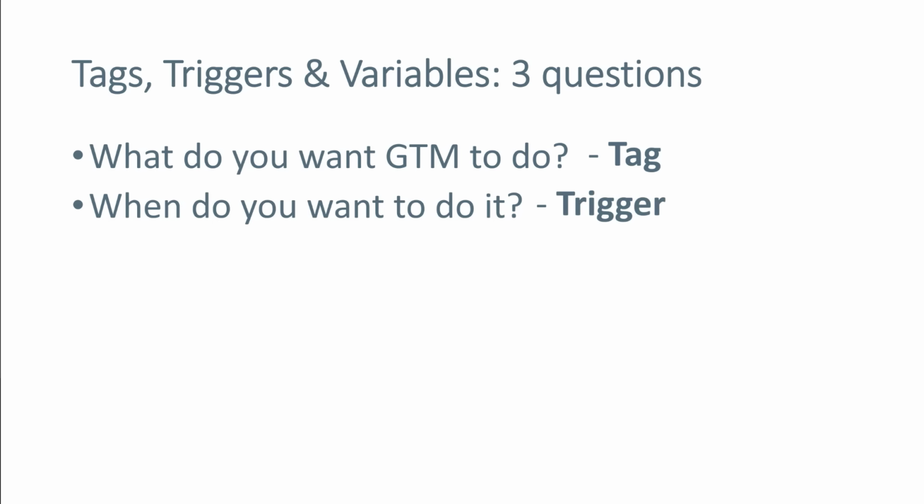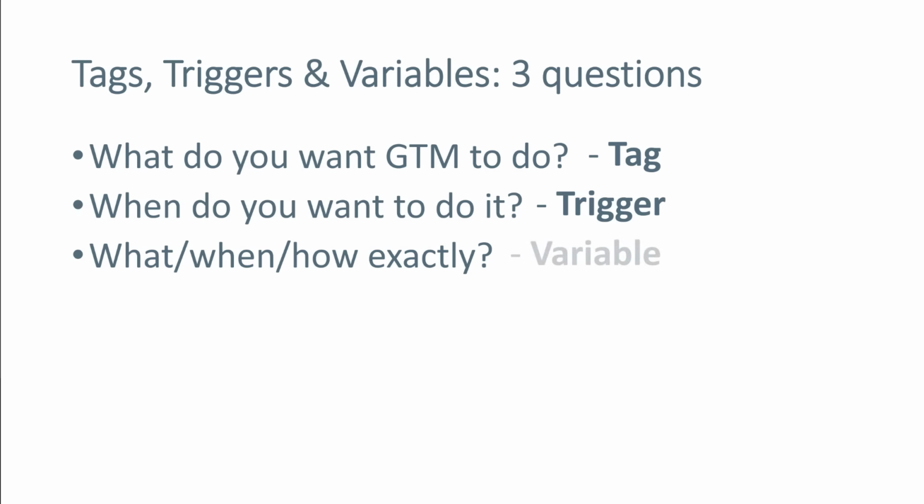And the third set of questions is what, when, or how exactly. And that's where variables are needed, because when you say that you want to fire a tag on the order confirmation page, you need to be more specific. How can you specify the thank you page? Well, with the page URL. So if the page URL contains, let's say, thank you for purchasing, the page URL in this case is a variable. Let me show you an example.